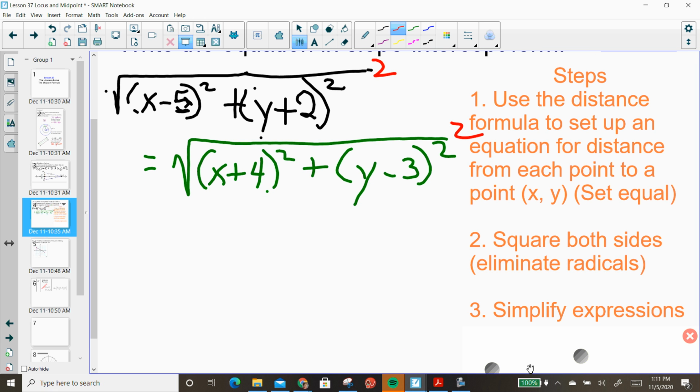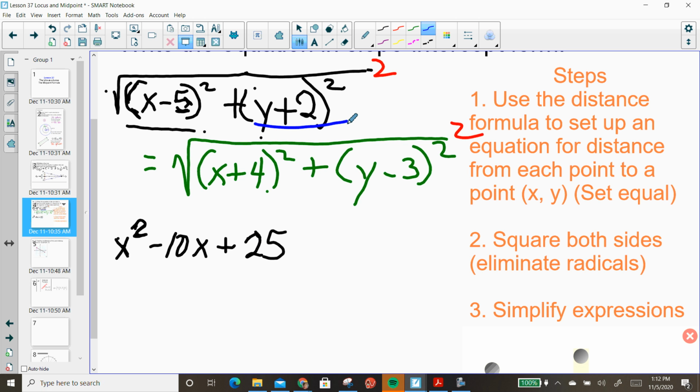Then we are going to work on simplifying everything, and then we'll get it into y equals mx plus b form. So what I need to do is to expand my x minus 5 squared. So that's going to give me x squared minus 10x plus 25. Then I'm going to expand y plus 2 squared. So I have plus y squared plus 4y plus 4.